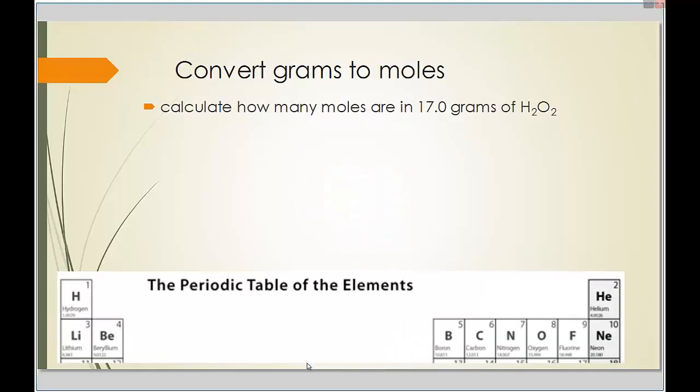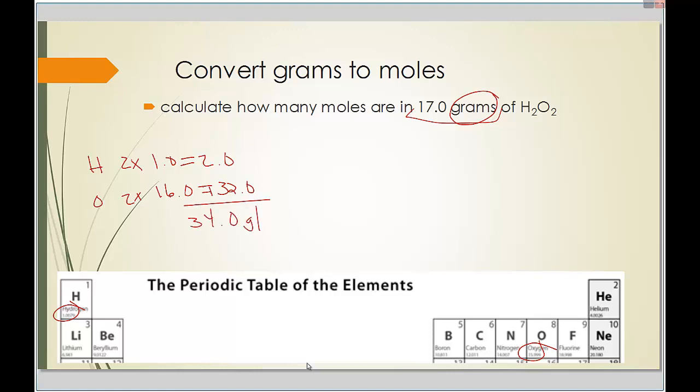Calculate the number, how many moles are in 17.0 grams of H2O2. Once again, the term grams means that I need the molar mass. So H2O2, we have 2 hydrogens and 2 oxygens. Hydrogen is 1.0, which comes out to be 2.0. Oxygen is here, 16.0. That comes out to be 32.0. Add those up and we get 34.0 grams per mole.